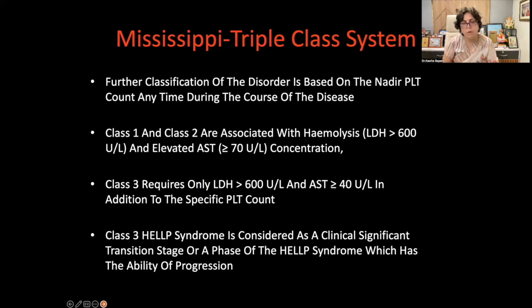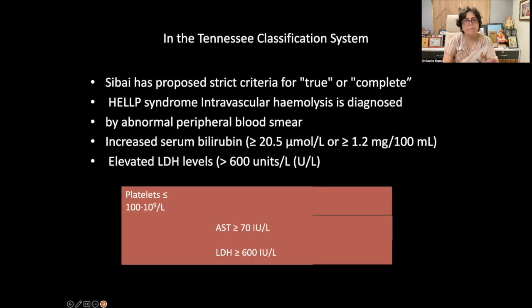Class 3 requires only LDH more than 600 and AST more than 40, in addition to the specific platelet count. Class 3 HELLP syndrome is considered a clinically significant transition phase of HELLP syndrome which has the ability for progression. So if a patient is class 3, they can turn into class 2 and 1, so we are worried about that.